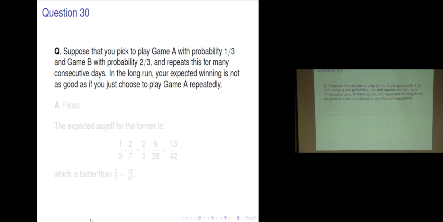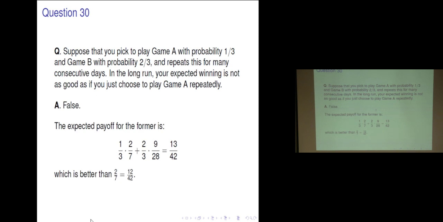So in the long run, your expected winning is not as good as if you just chose to play game A repeatedly. In other words, you look at the expectation of this mixture, and then compare it with the expectation of just playing A. We know the expectation of just playing A is 2 over 7.